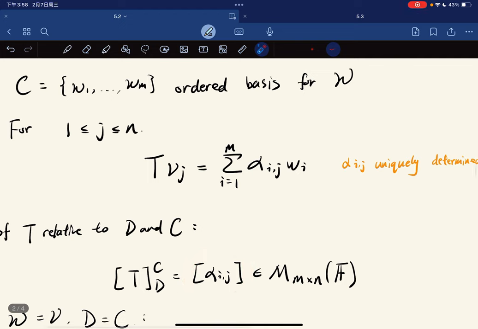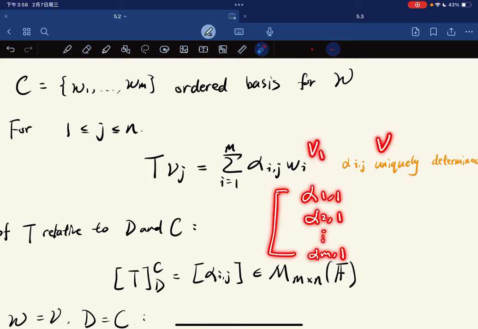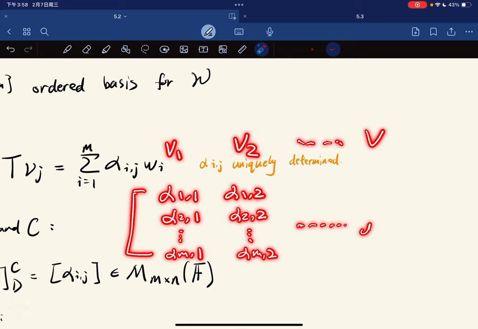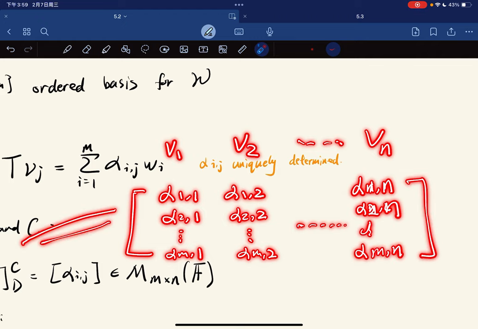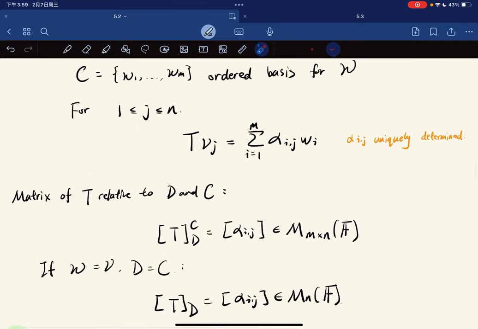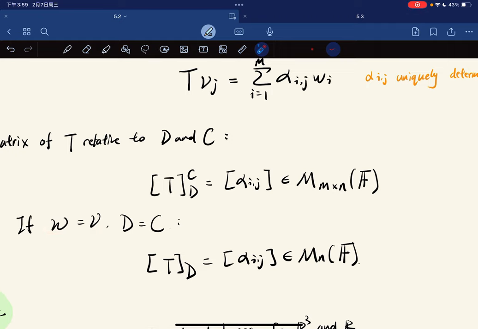Right, so for T of V1, we have alpha 1,1, alpha 2,1, up to alpha m,1. And for V2 it is alpha 1,2, alpha 2,2, up to alpha m,2, right? Then we move on until Vn: alpha 1n, alpha 2n, up to alpha mn. So this is the matrix, right? This is the matrix of T related to C and D. Now if W is equal to V and D is equal to C, then we just write it with this notation. It's a square matrix.